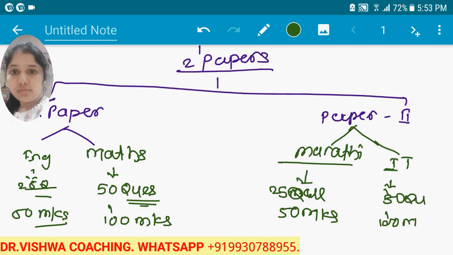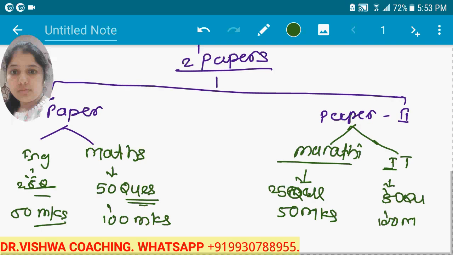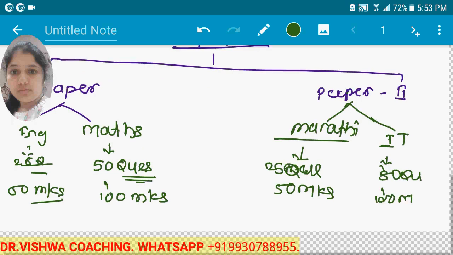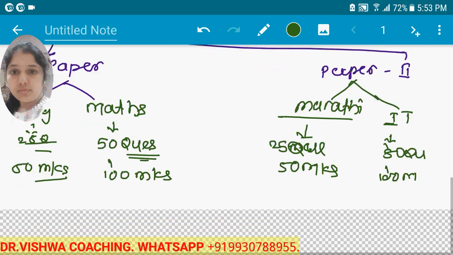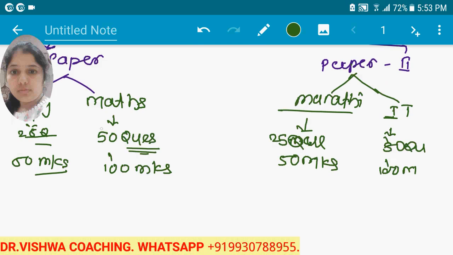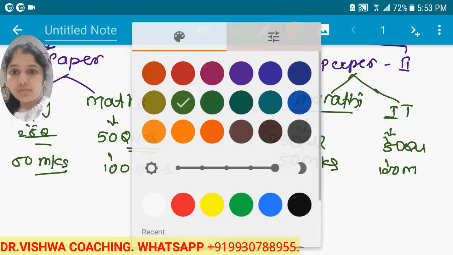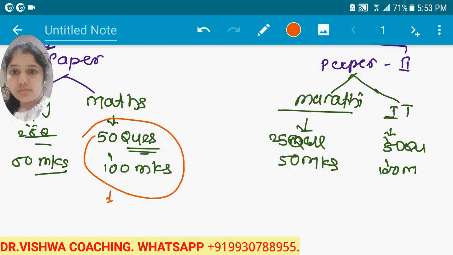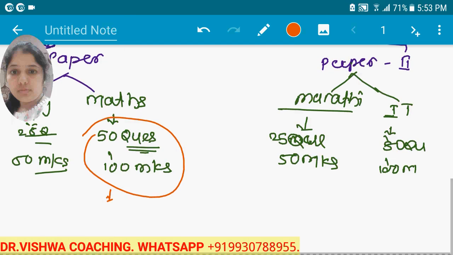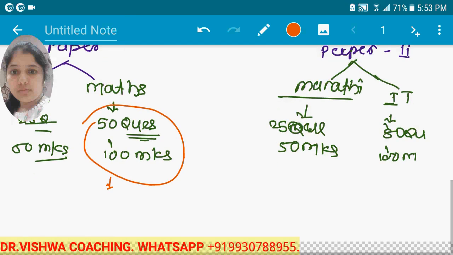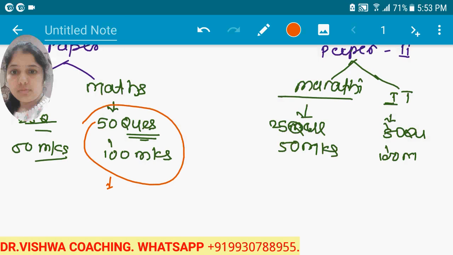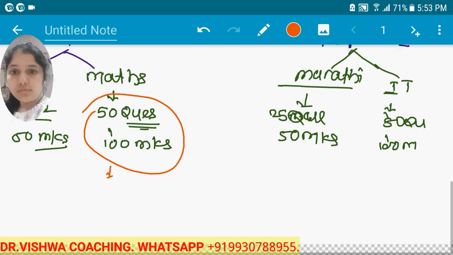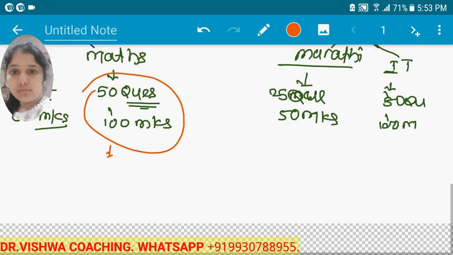So whenever the kids appear for the exam, they have to first solve the questions which are related to maths. So these are the things which we have to choose first, which we have to solve first. So this decision making ability is improved from childhood only. We can shape their decision making power through these competitive exams.